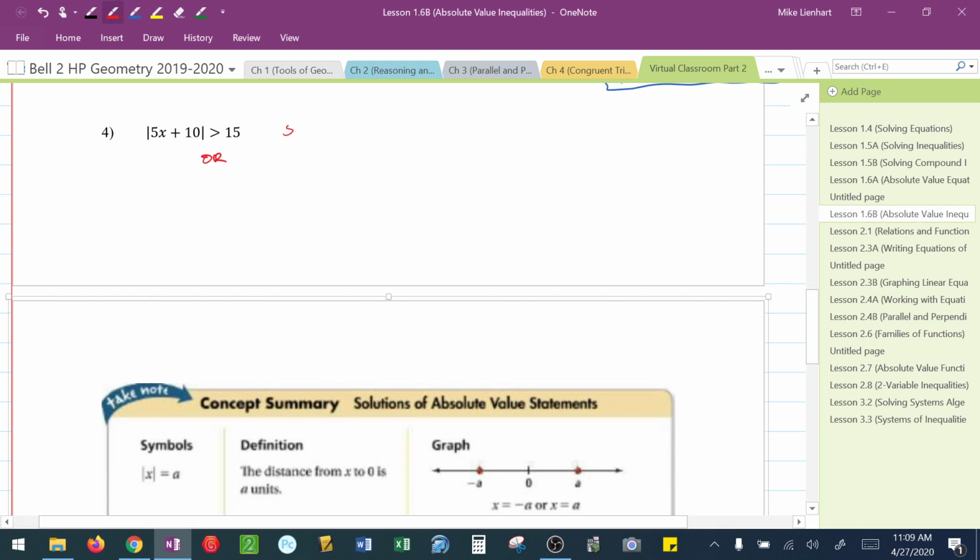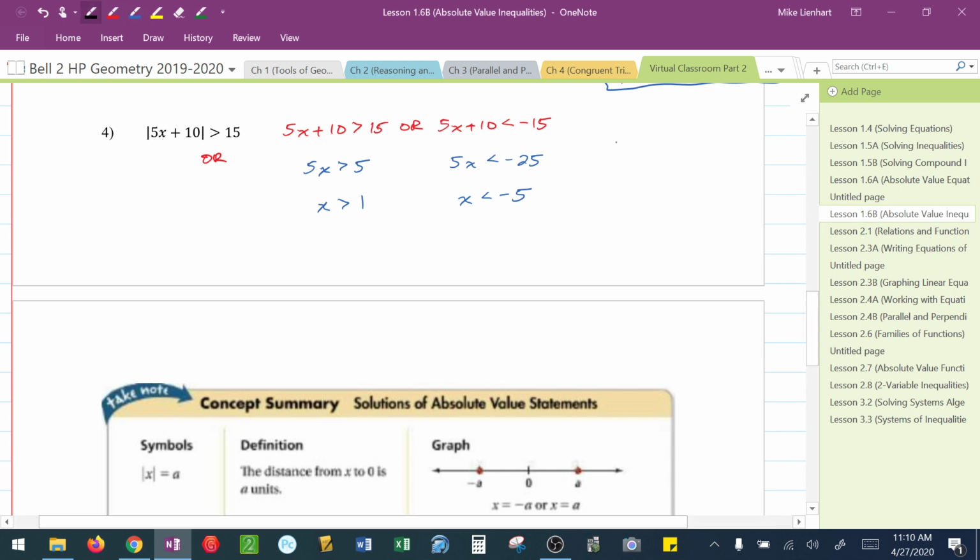I'm going to write it as such. 5x plus 10 greater than 15, or same, flip, opposite. So 5x plus 10, flip the inequality, opposite of 15. I solve each inequality independently. 5x is greater than 5 by subtracting 10. Divide by 5, x is greater than 1. I solve the right one by subtracting 10. 5x is less than negative 25. Divide by 5, x is less than negative 5.